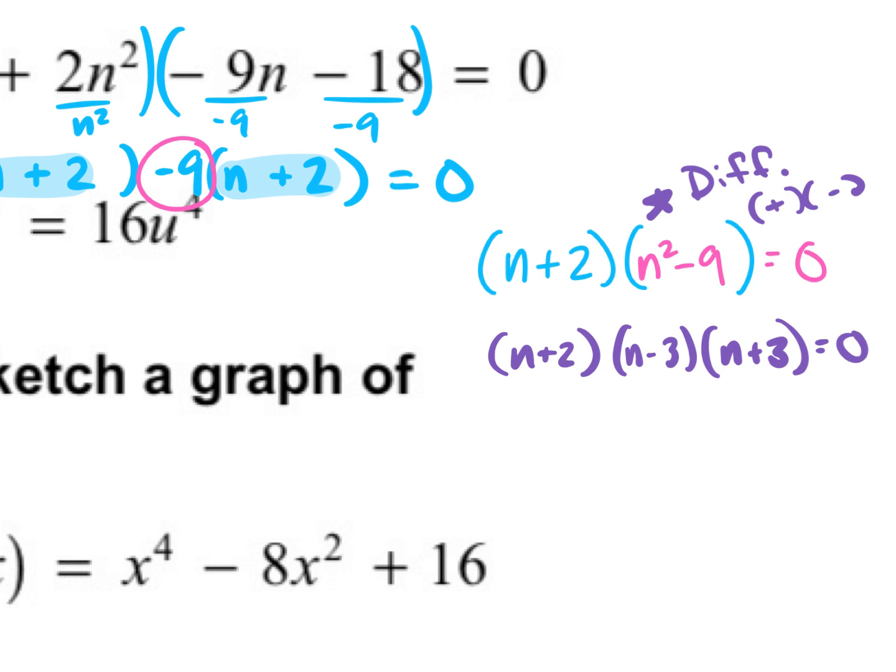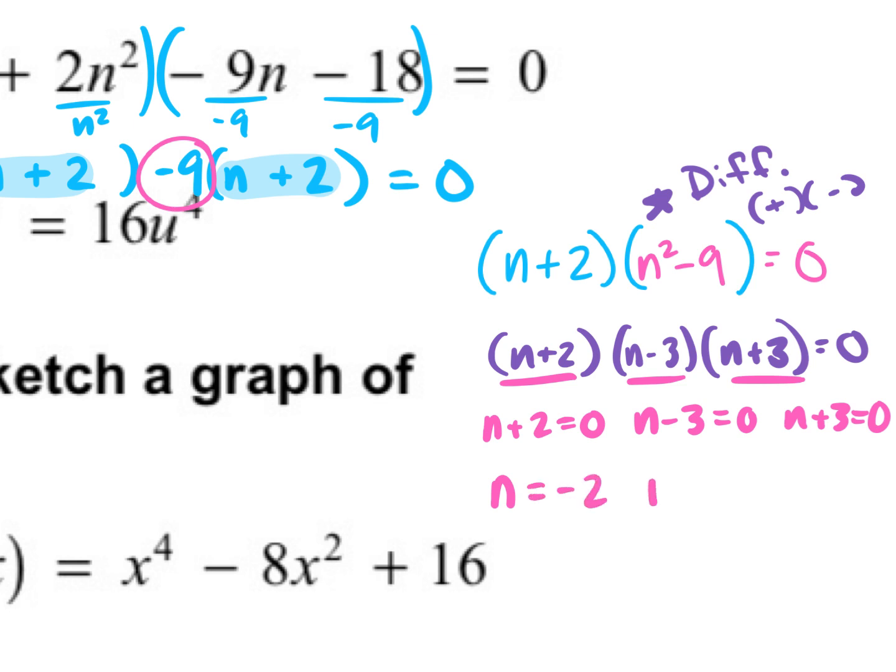What should I do next? Set them all equal to 0. So we're still trying to solve here, so we need N equals as our final answer. So N plus 2 is equal to 0. N minus 3 is equal to 0. N plus 3 is equal to 0. So when I solve the first one, what do I get? N is equal to -2, +3, and -3. Awesome. So these would be our 3 answers.